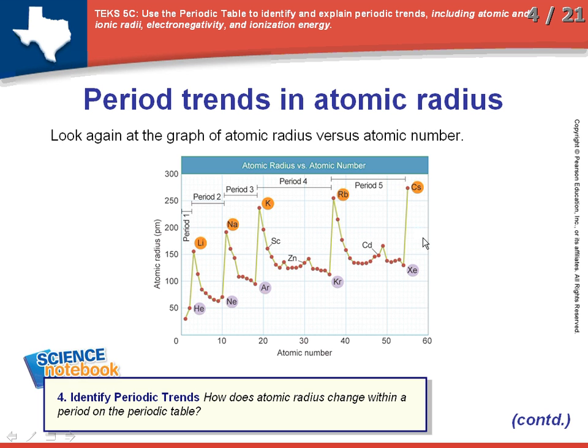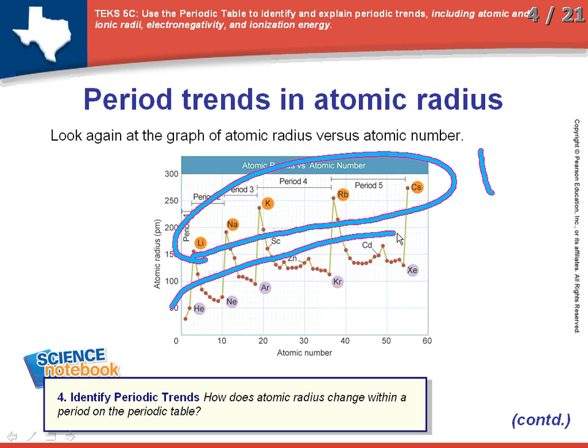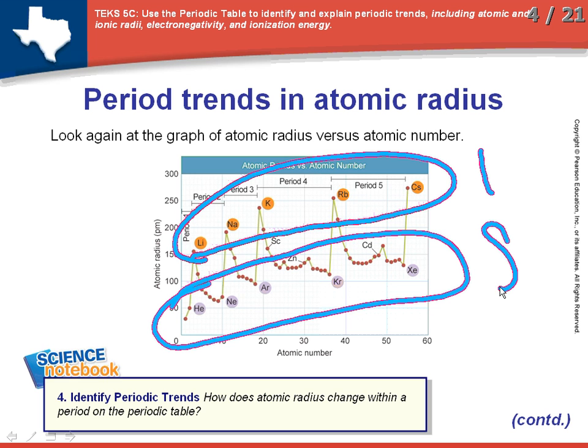Let's talk about left to right across a period. So, this is group 1. Remember, this is group 1 on the far left, and this is group 8 on the far right. So what do you see happening? What is the trend that occurs from left to right? You should say that as you go from left to right, atomic radius decreases.